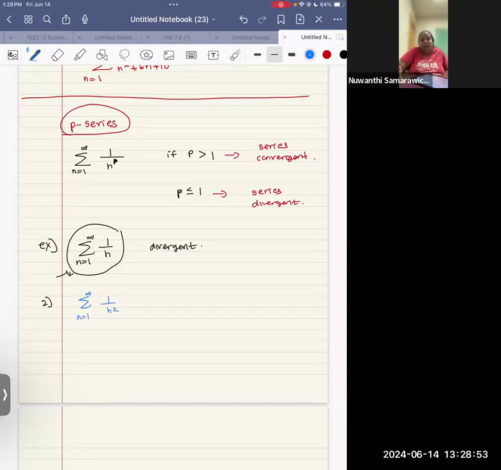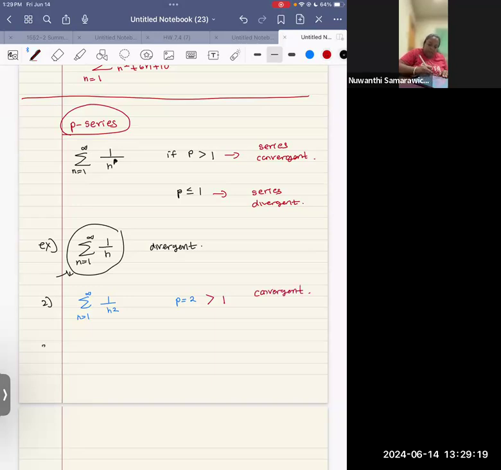Another one, what about this? 1 over n squared. Does it diverge or converge? It's convergent, right? Yes, good. Why? Because p is equal to 2. This is greater than 1. So the series is convergent.